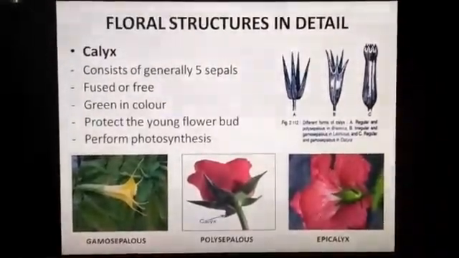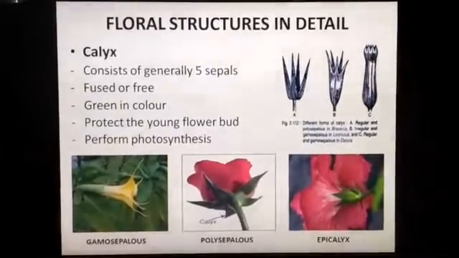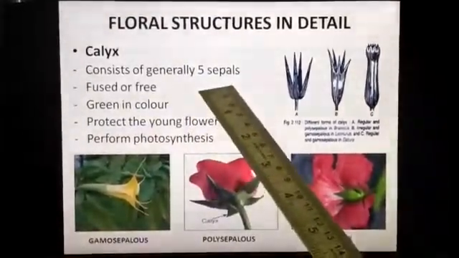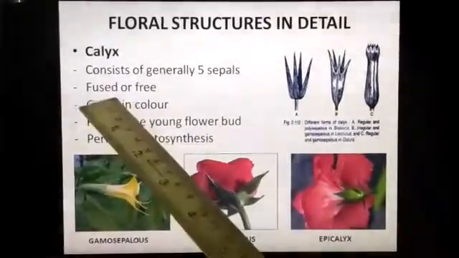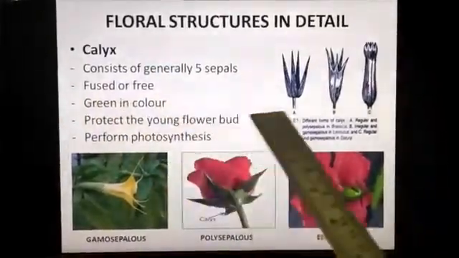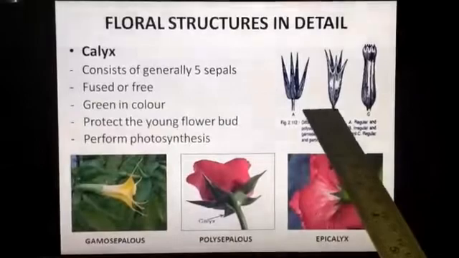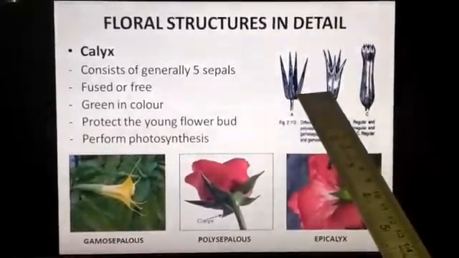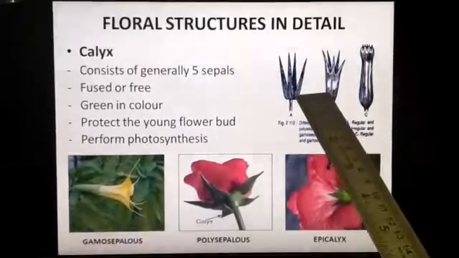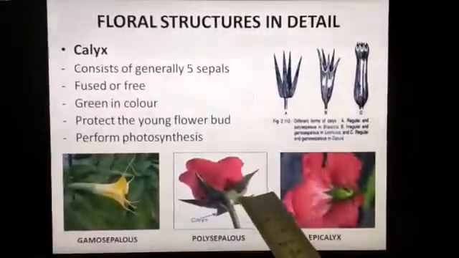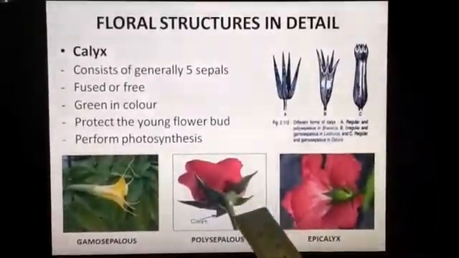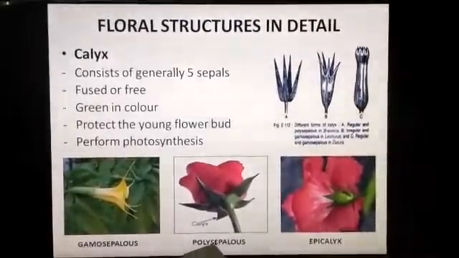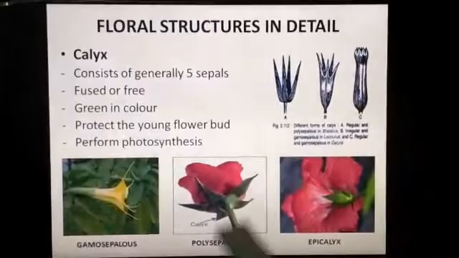The first floral structure in a flower is calyx. It consists of generally 5 sepals. The sepals may be either fused or free. Here are the figures which show 4 sepals. The first one is showing 4 sepals which are free in condition. The same free sepals are shown here in rose flower. Such a condition when the sepals are free is termed as polysepalous.